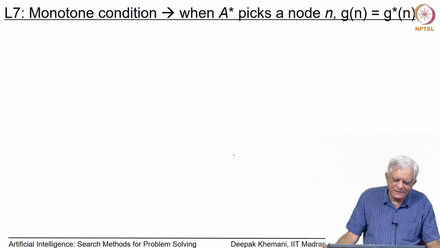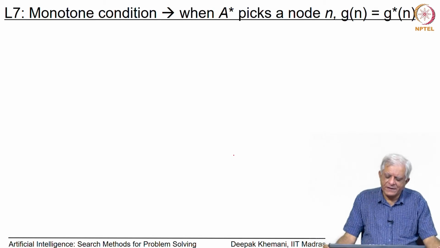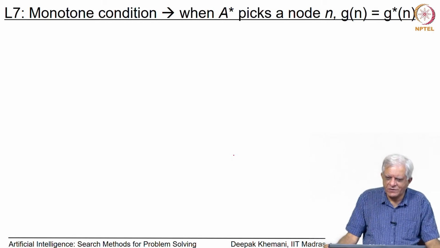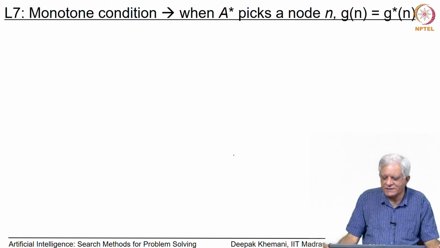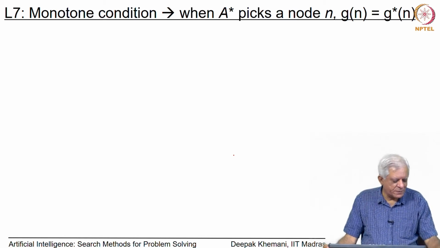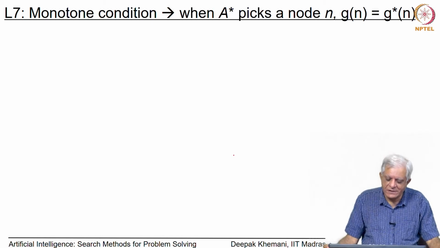One of the earlier lemmas, lemma 5, had said that whenever A star picks a node, its f value is less than the optimal cost. Now, we are saying that whenever A star picks a node n, its g value is equal to the optimal cost to that node n. And remember, this is what Dijkstra's algorithm did, that whenever it picked a node, it would have found an optimal cost path to that node essentially.